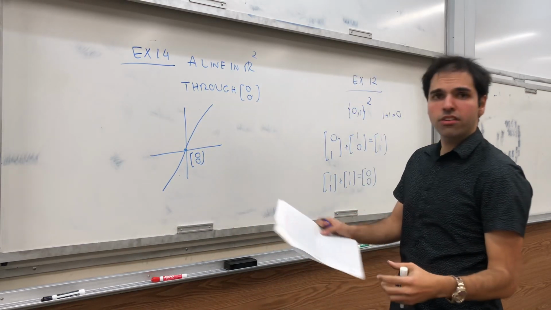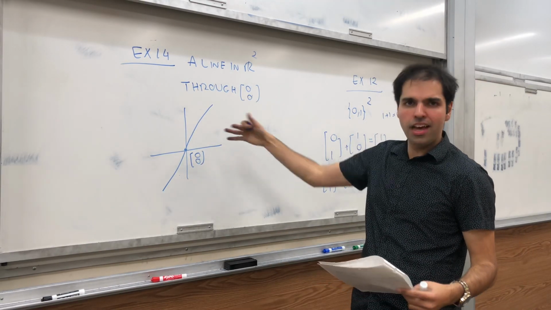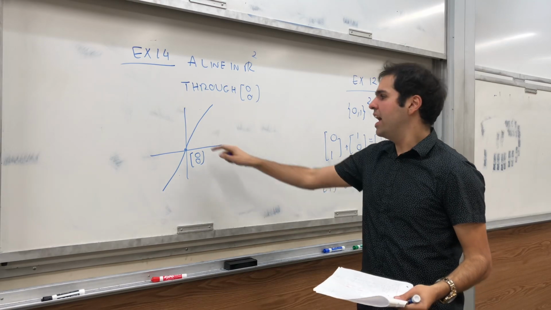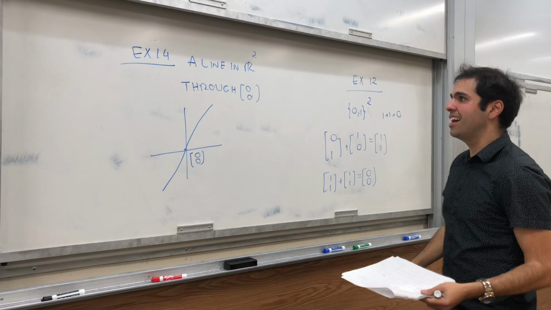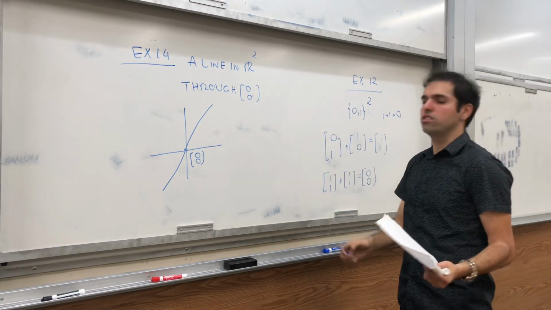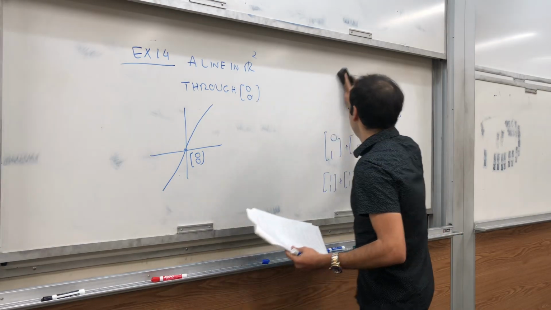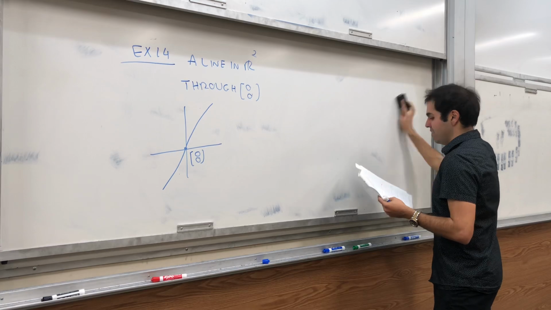Well, the 0 vector is in it, and you can show that if you add 2 vectors on this line, you still stay on this line. And if you scalar multiply a vector on this line, you're still on this line. So indeed, it is a subspace of a known vector space, which is R2. That was example 14.